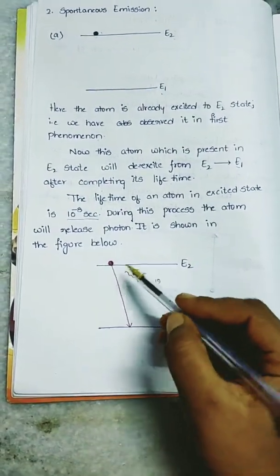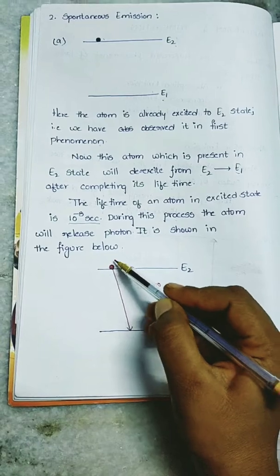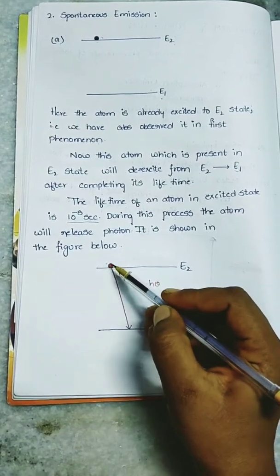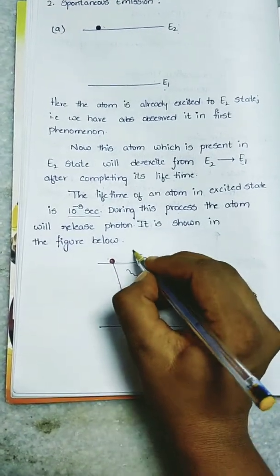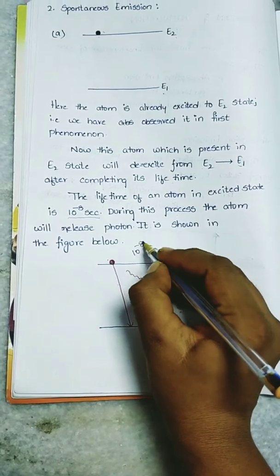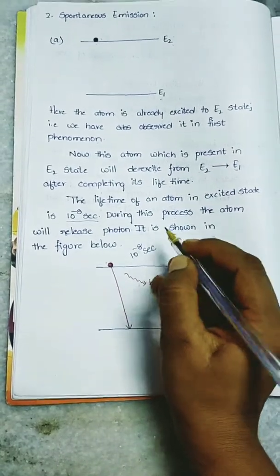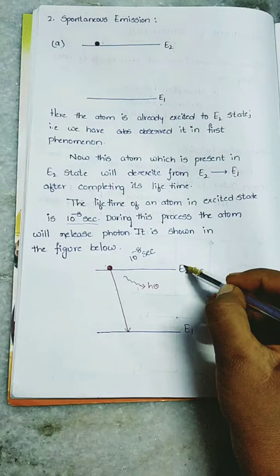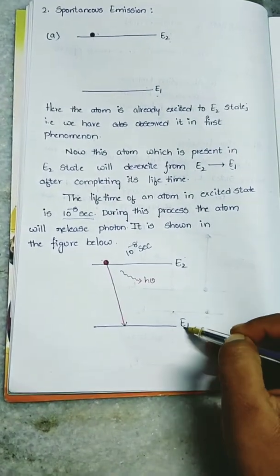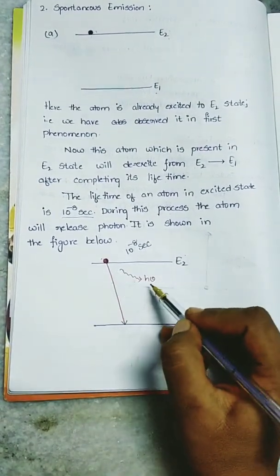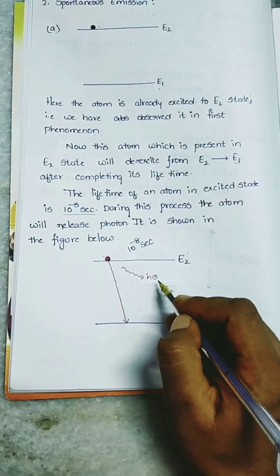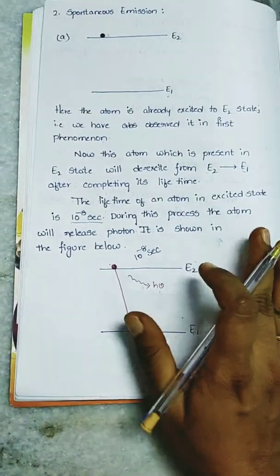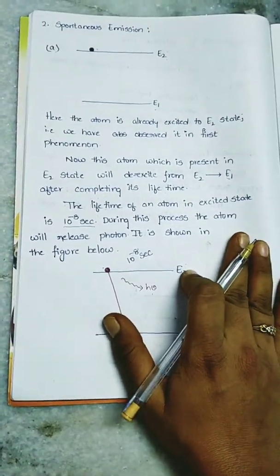See here, the atom is already present in E2 state. After completing a lifetime of 10 to the power of minus 8 seconds, it will once again de-excite from E2 to E1, releasing a photon, that is, a single photon. This is all about spontaneous emission.